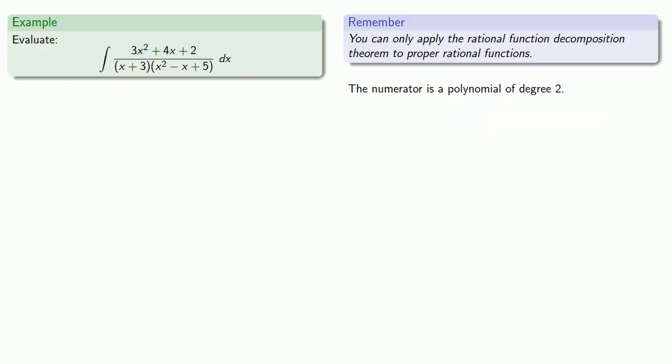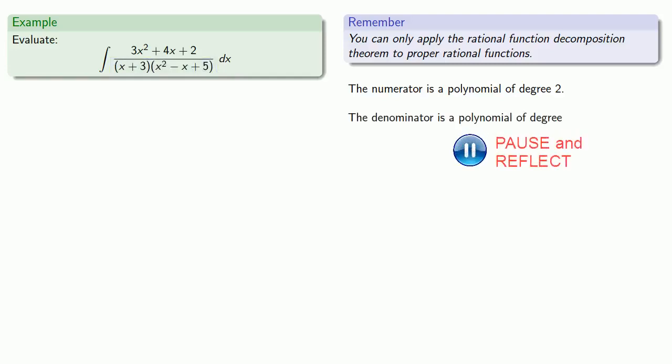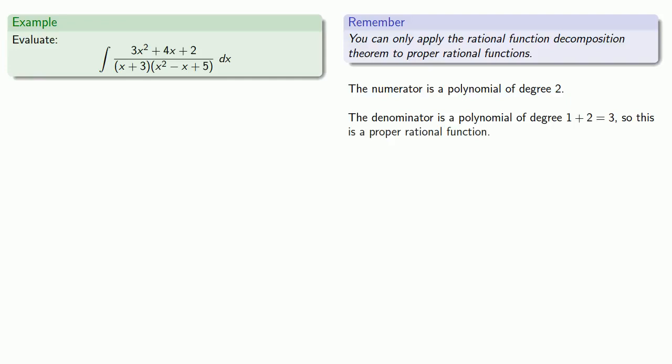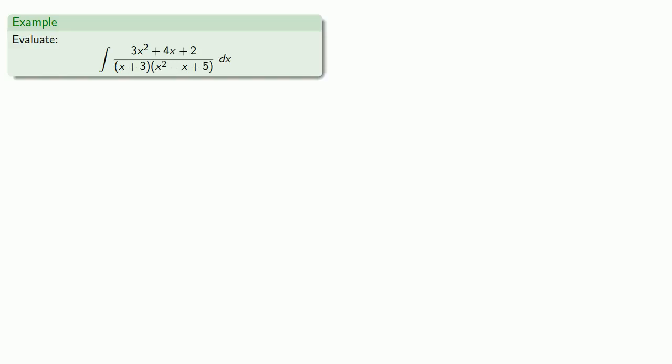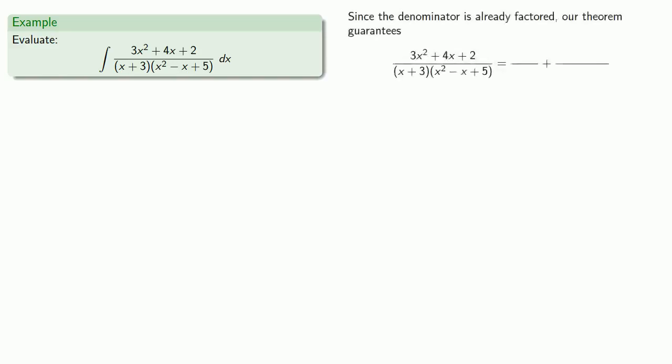The denominator is a product of a degree 1 and a degree 2 polynomial, and so the denominator is a polynomial of degree 3. So this is a proper rational function. Since the denominator is already factored, our theorem guarantees we can rewrite it as a sum of two rational expressions, where the denominators are the individual factors x plus 3 and x squared minus x plus 5, and the numerators are expressions with a degree 1 less than the denominator.